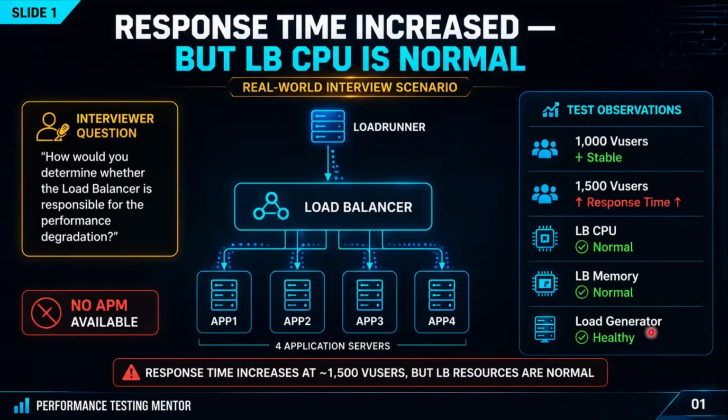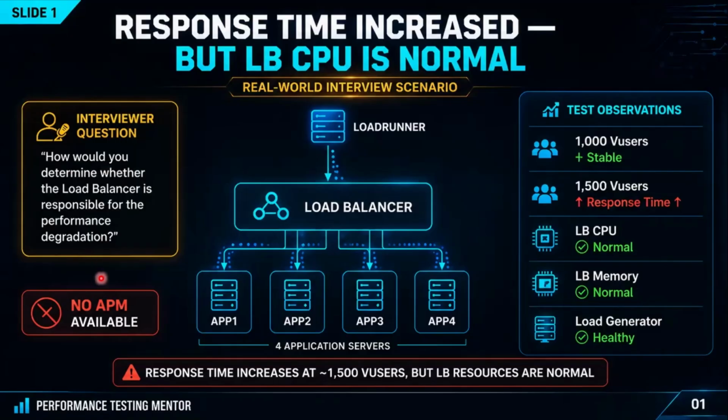Now the interviewer tells me the load generator is healthy, load balancer CPU is normal, load balancer memory is also normal, and there is no APM tool available. Then comes the question: how would you determine whether the load balancer is contributing to the performance problem?